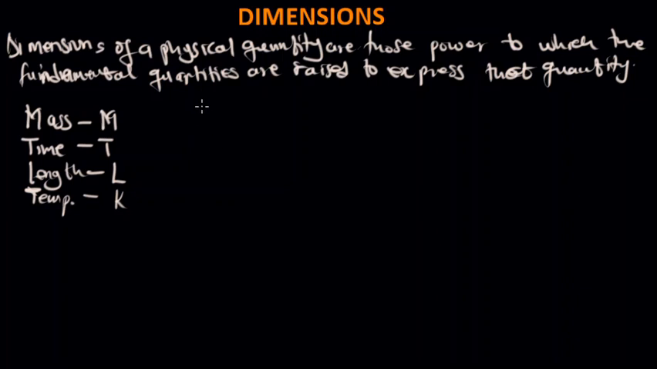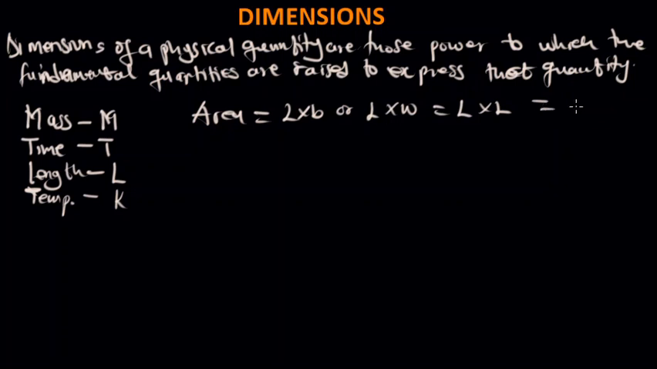Let's start with something like area. First of all, look at the quantities that come together to form area. We have length times breadth, or length times width. This gives us area, and these are all in terms of length. So we have L times L, and its dimension will be L squared, and we always put it in a square bracket. So the dimension for area is this.